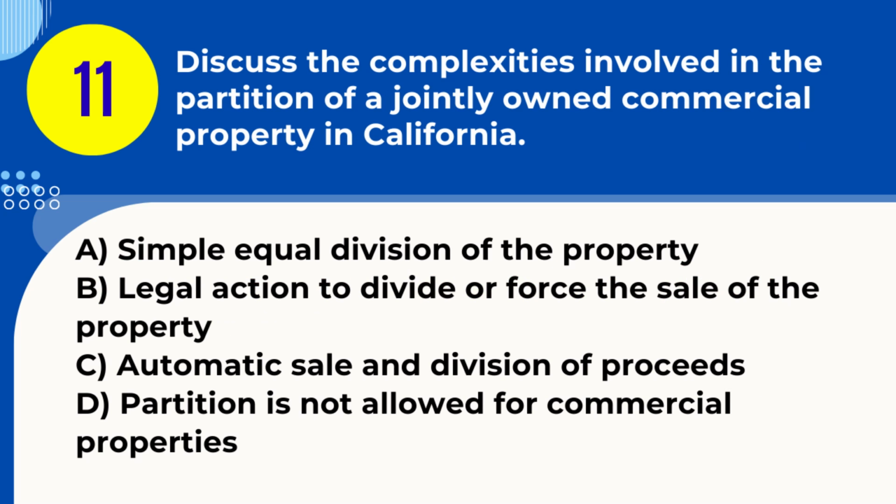Question 11. Discuss the complexities involved in the partition of a jointly owned commercial property in California. A. Simple equal division of the property. B. Legal action to divide or force the sale of the property. C. Automatic sale and division of proceeds. D. Partition is not allowed for commercial properties.